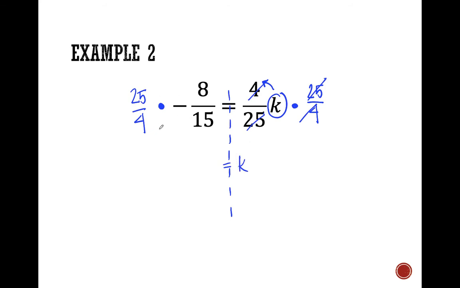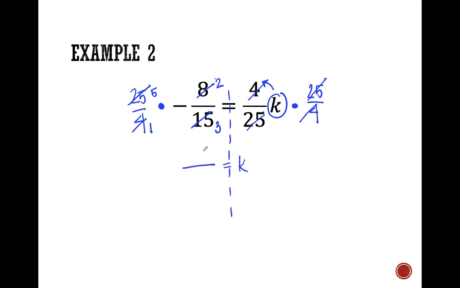And then on the left, we can multiply these together. I'm actually going to cross simplify just because these numbers get a little bit big if I don't. So remember, 4 and 8 can both be divided by 4. So 8 divided by 4 is 2. 4 divided by 4 is 1. And 25 and 15 can both be divided by 5. 25 divided by 5 is 5, and 15 divided by 5 is 3.